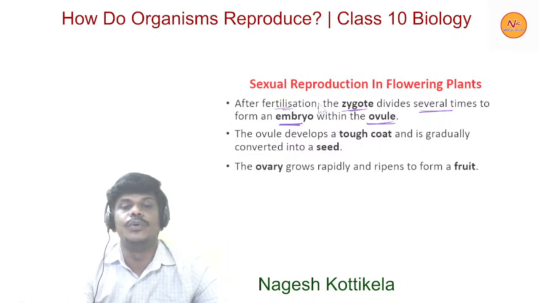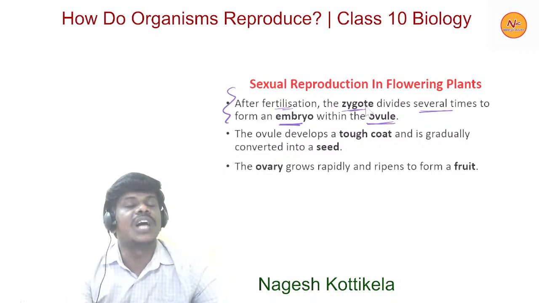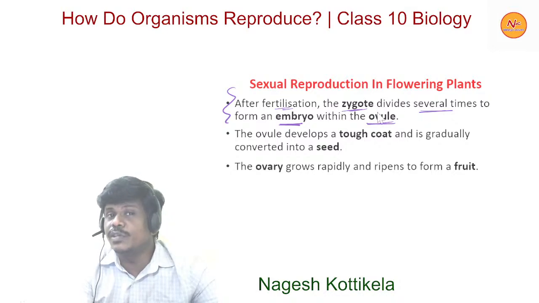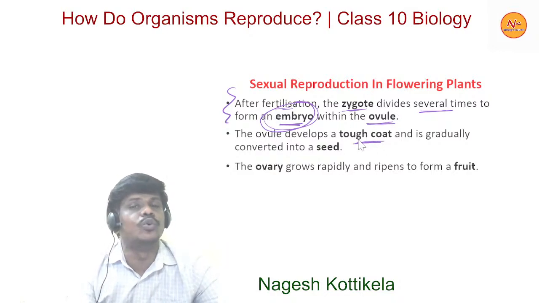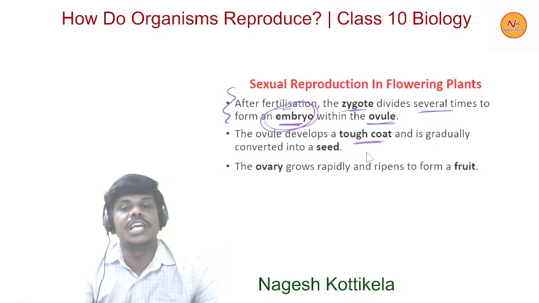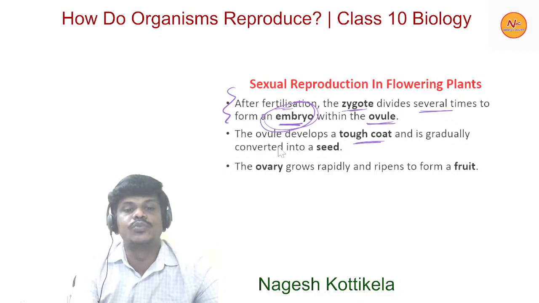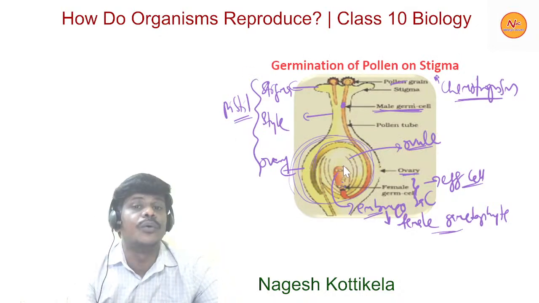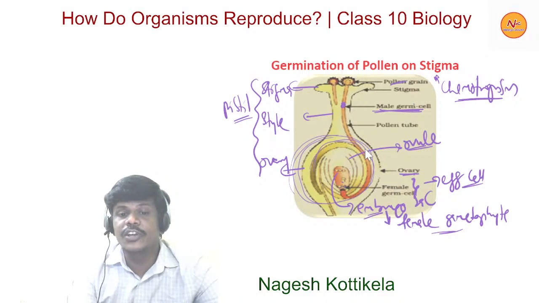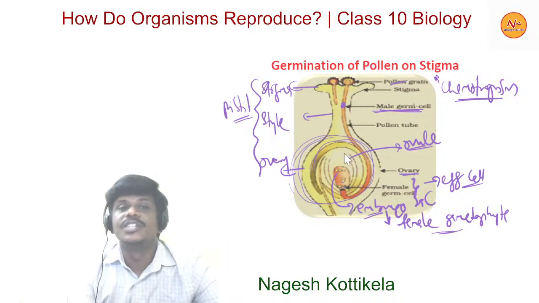Now after fertilization, the zygote divides several times to form an embryo within the ovule. The zygote undergoes repeated mitotic divisions and forms the embryo within the ovule. The ovule develops a tough coat and is gradually converted into seed. The ovule, this part inside the ovary, develops a tough coat and forms the seed.